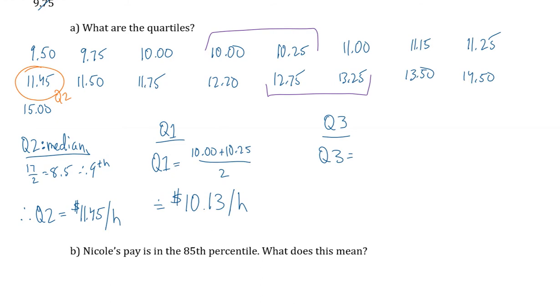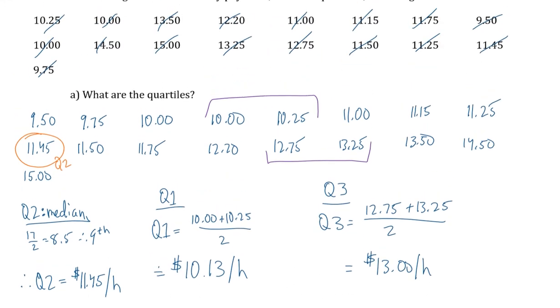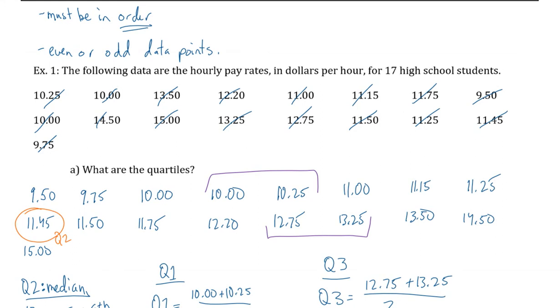All of that stuff, right? So that's something that you really do need to think of. So for this one, we're doing 12.75 plus 13.25. And that works out to $13 exactly. Again, so $13 per hour. Again, being careful of brackets, right? Just make sure you punch that into your calculator properly. So there's your 3 quartiles. So you always start with the second quartile, and then you can do the first and the third. That's something that you need to know. You need to have them in order, and you need to be aware of whether you have even or odd number of data points.